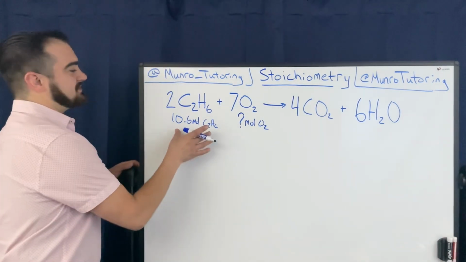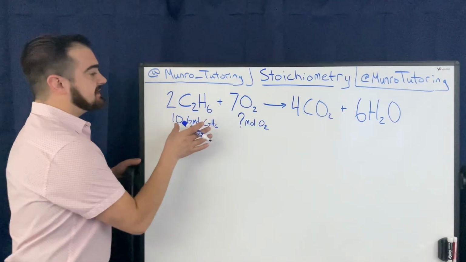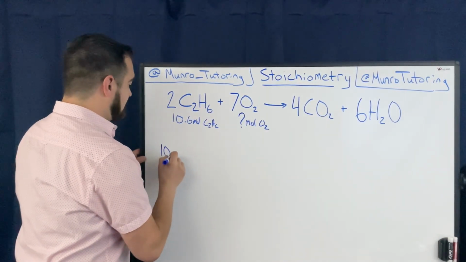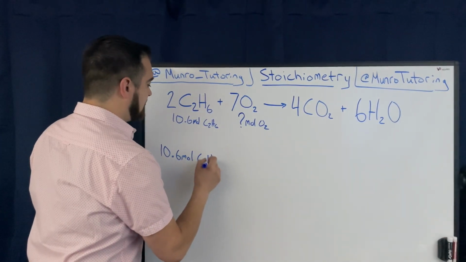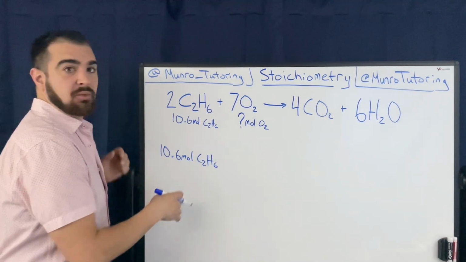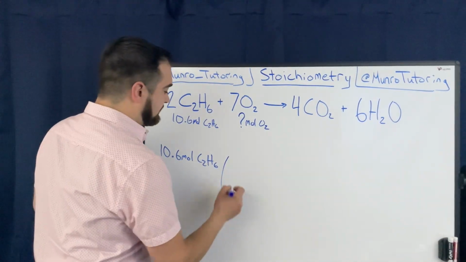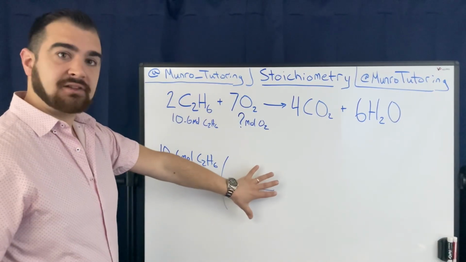So what we always do, and this is what I taught in my dimensional analysis video, is we always take the given information and we put it to the left. So we have 10.6 moles of C2H6. And this is what we want to convert from. And we're going to put a big parenthesis that goes across 2 lines in your notebook so that we're going to put a conversion factor here.